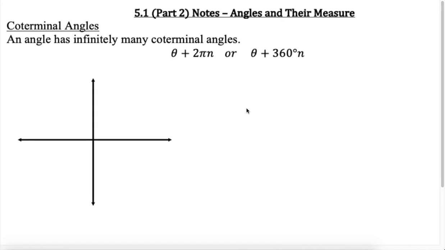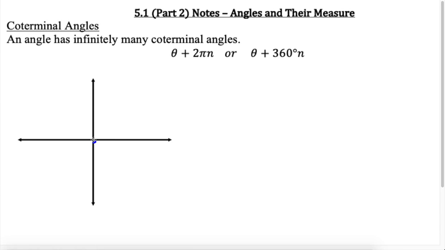All right, in part two, we are going to take a look at a few more things with angles and how they relate to circles. So, the first idea is coterminal angles. Now, we mentioned this idea in part one. A coterminal angle, or coterminal angles, are just angles that end in the same spot. Now, an angle can have infinitely many coterminal angles.